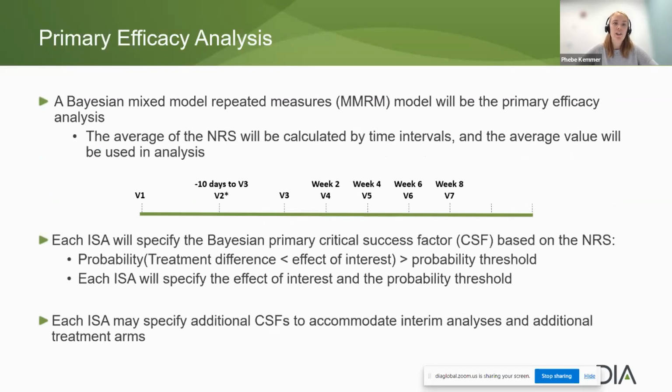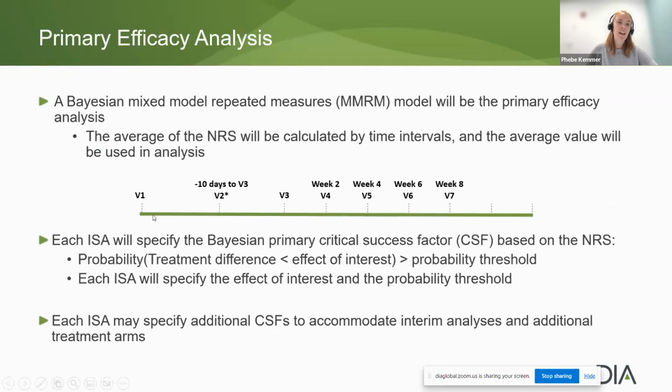So that's our primary measure, and our primary analysis method is the Bayesian mixed models repeated measures model. As I mentioned, we ask the patients this question every day, and that can be summarized on a biweekly or weekly basis. This is our basic visit structure across the master protocol.